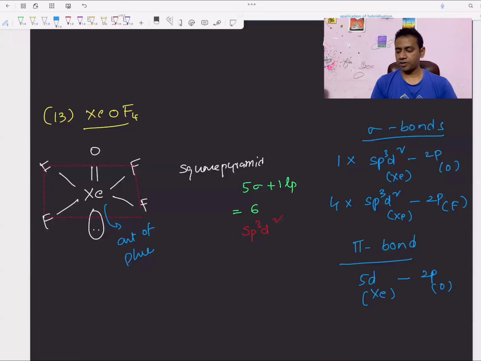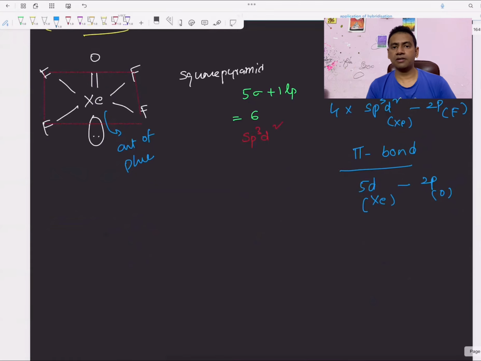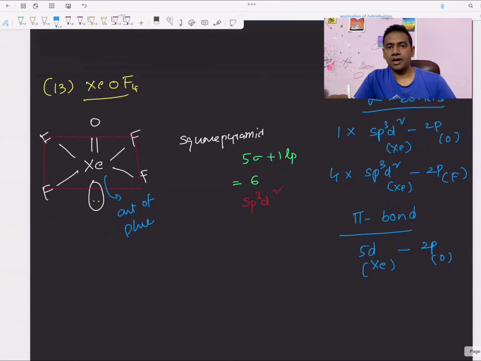This is a simple way of writing hybridizations and then the geometry predictions from VSEPR. Then from the concept of overlapping, we must say that overlap constituting one bond, either sigma or pi bond, must have been formed from a set of hybrid orbitals or a set of unhybridized orbitals.